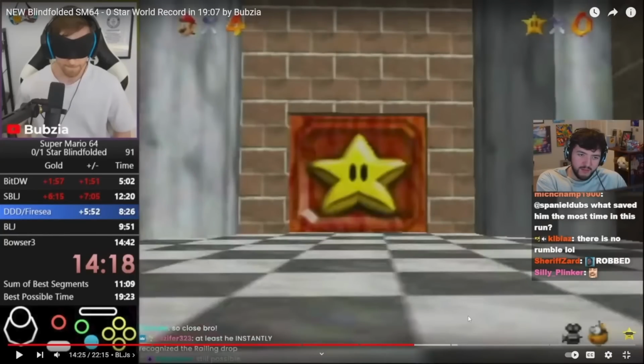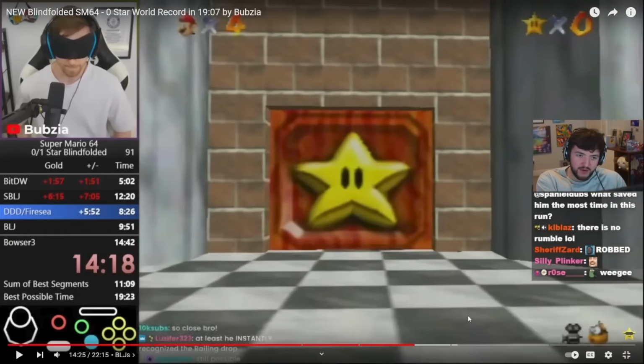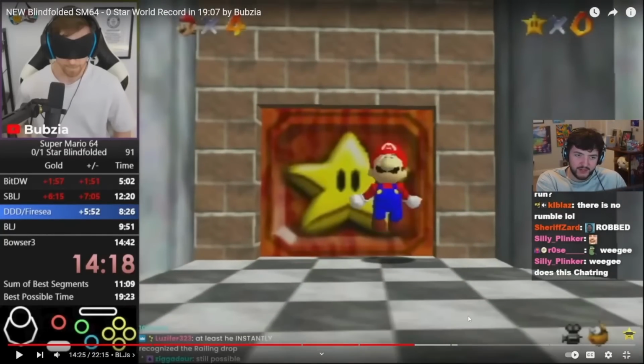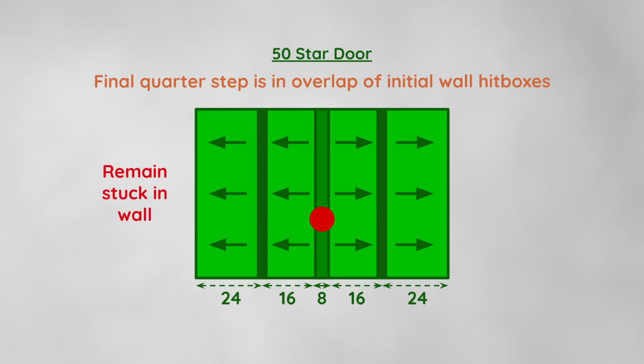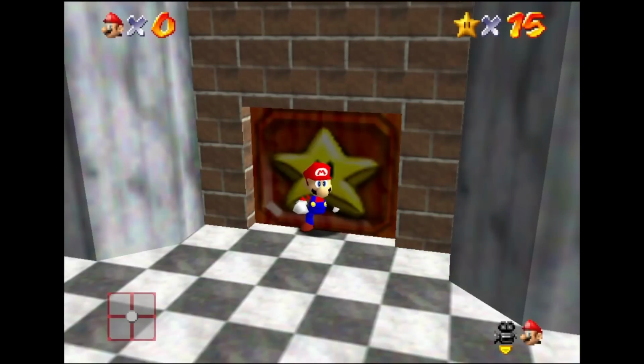He's through, but it's like some weird quarter frame thing where the game still thinks that you're on the other side. Yeah, basically. His final quarter step landed exactly in the 8-unit window where even the initial wall boxes overlap. So in this case, those hitboxes cancelled as well, and he remained stuck between the 2 walls. If we're standing still like this, it's obvious we're between the 2 walls.